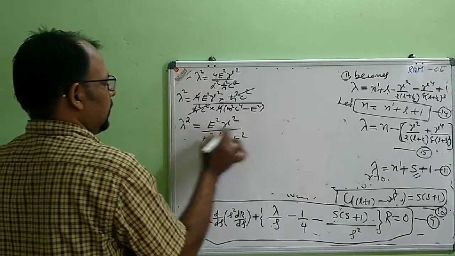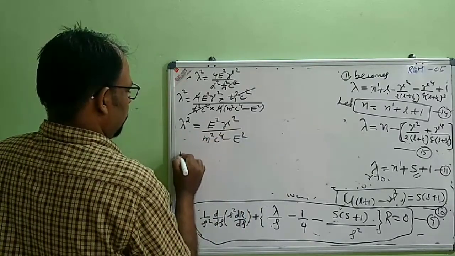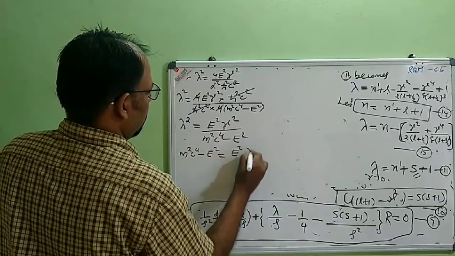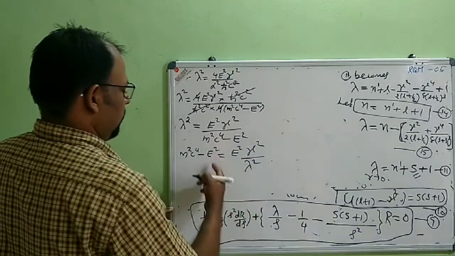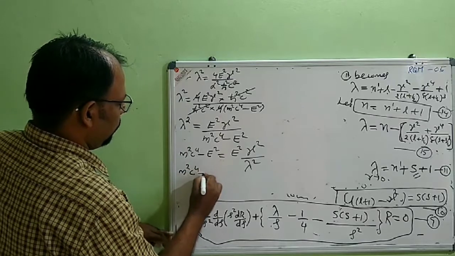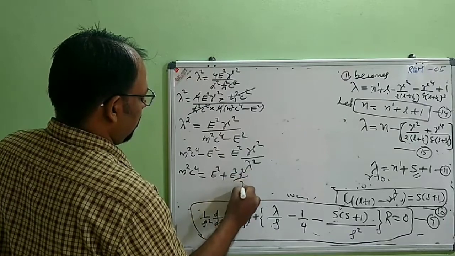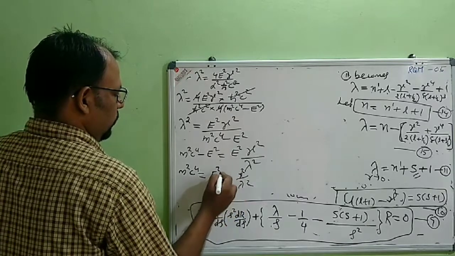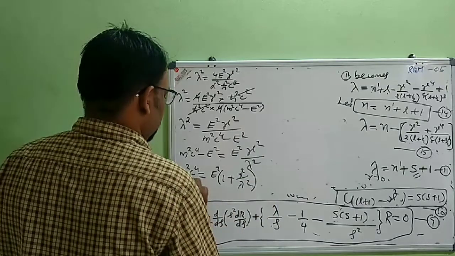Taking this term to the right hand side and lambda square to the left hand side, we will be having m square c raised to 4 minus e square equal to e square gamma square by lambda square. Now take the term e square to the right hand side. So it is m square c raised to 4 equal to e square plus e square gamma square by lambda square. Taking e square common, we can write it as e square into 1 plus gamma square by lambda square, equal to m square c raised to 4.